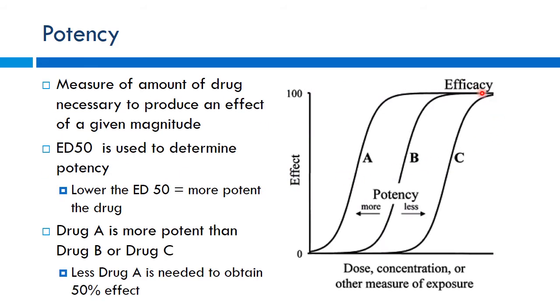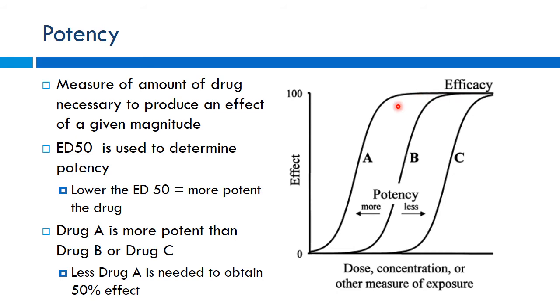So if you were looking at, say, 3 different curves here, drug A, B, and C, which one would you consider to be the most potent drug? Drug A, right? You should be able to get the same effect with less drug than drug B or drug C. So drug C would be the least potent out of this whole bunch. I would need to give more drug to get the same type of effect. But notice how they all have the same efficacy, right?